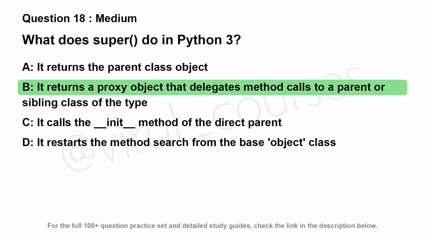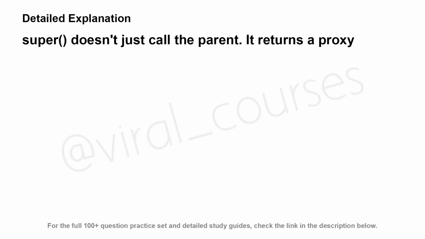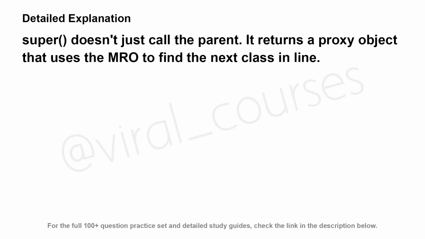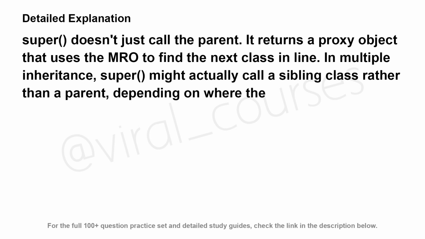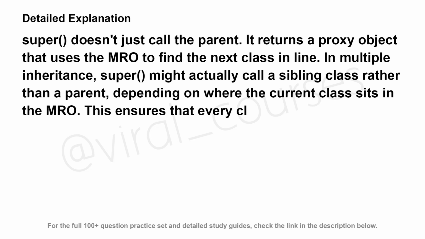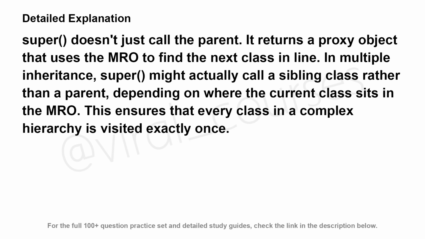The correct answer is B. Super doesn't just call the parent. It returns a proxy object that uses the MRO to find the next class in line. In multiple inheritance, super might actually call a sibling class rather than a parent, depending on where the current class sits in the MRO. This ensures that every class in a complex hierarchy is visited exactly once.